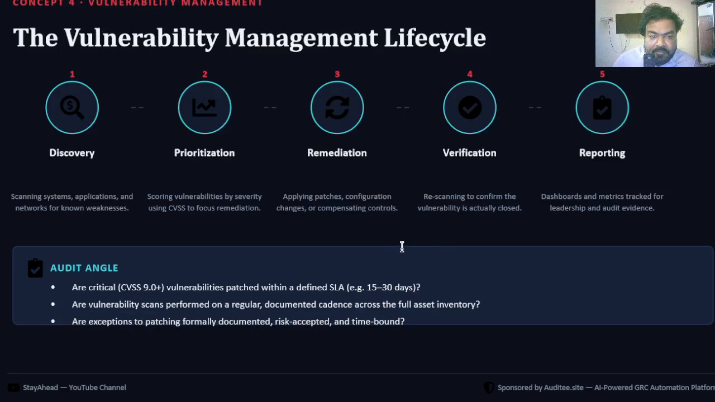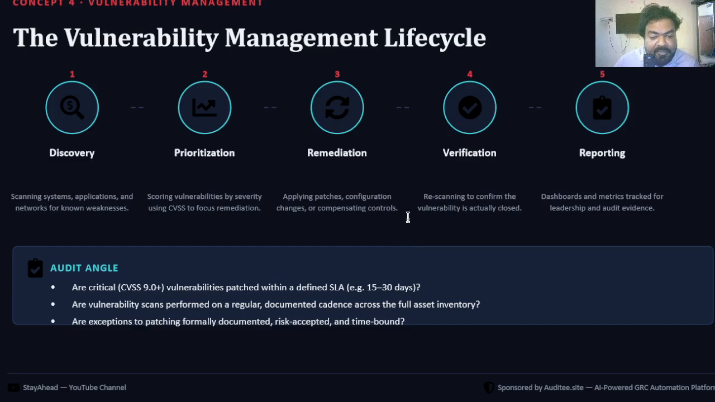Vulnerability management lifecycle. Let's shift from threats to vulnerabilities. The weakness attackers actually exploit. Every mature organization should be running a continuous vulnerability management lifecycle, and it has 5 steps. Discovery: regularly scanning systems, applications, and networks to find known weaknesses. Prioritization: scoring each vulnerability using CVSS, the common vulnerability scoring system, so teams fix the most dangerous issues first. Remediation: actually applying the patch, changing a configuration, or putting in a compensating control.